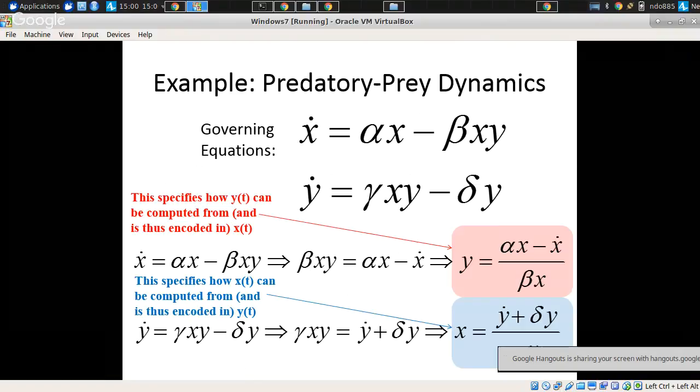So take the top equation here. The rate of change of x equals alpha x minus beta x y. Great. So that's the rate of change. Let's take beta x y and move it to the other side, and take x dot to the right-hand side. So we have beta x y equals alpha x minus x dot. And we can divide through by beta x, and we get y equals alpha x minus x dot, divided by beta x.